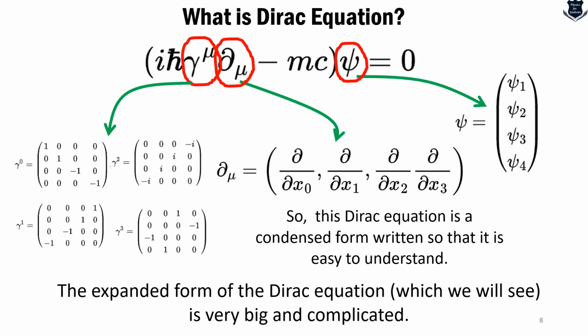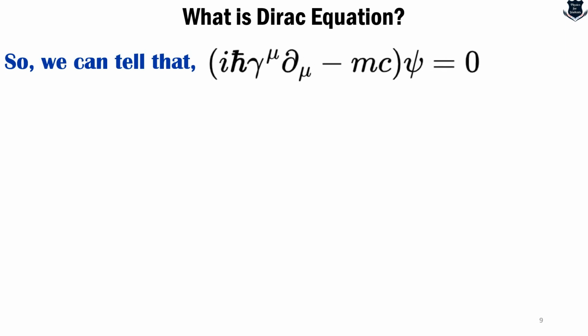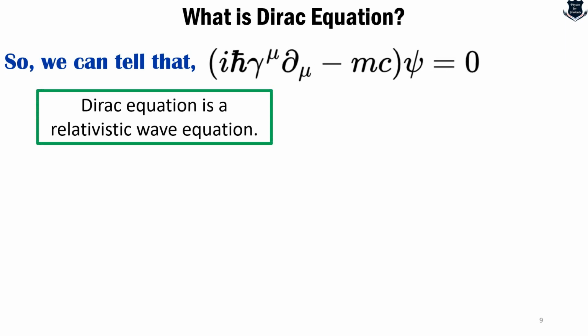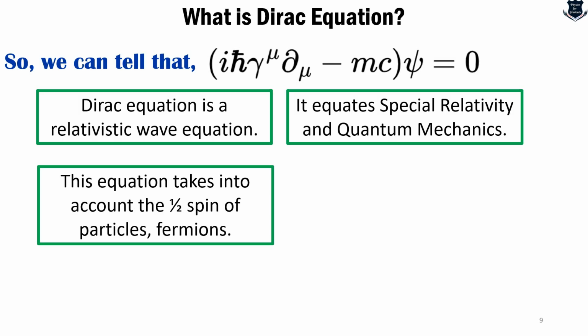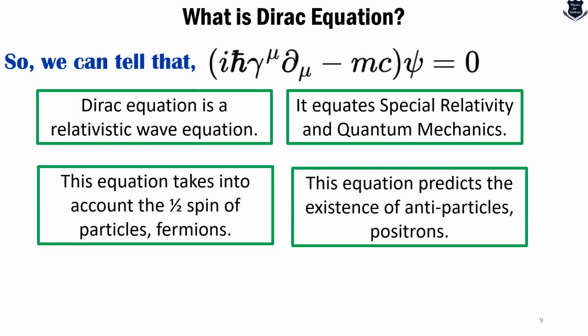The expanded form, remember, is quite long and quite complicated, and we will explore that. So from here what we understand is that the Dirac equation is basically a relativistic wave equation. What we mean by a relativistic wave, we will explore later. It takes into account both the mathematics of special relativity as well as quantum mechanics. This equation takes into account spin-half particles, which are matter particles like fermions, and the equation predicts the existence of antiparticles, which are positrons.